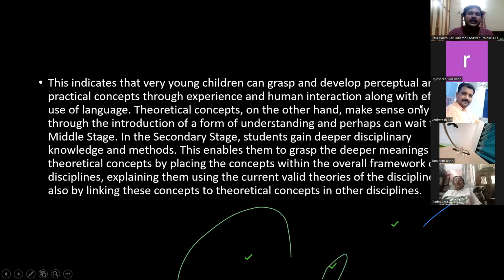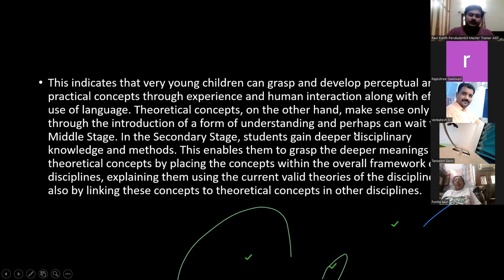Theoretical concepts, on the other hand, make sense only through the introduction of a form of understanding and perhaps can wait till the middle stage. So, till the middle stage, okay, which means till grade 6 and so on, we cannot introduce highly theoretical concepts to the students. They can wait. NCF itself is stating this.